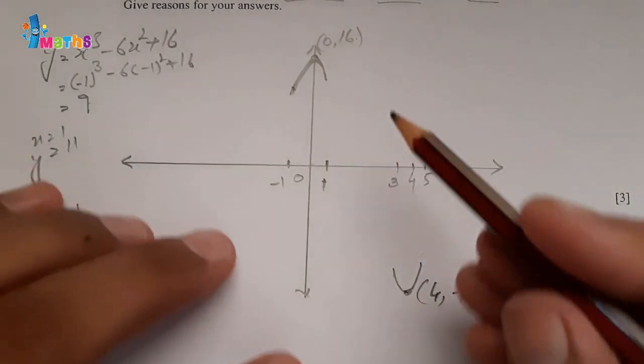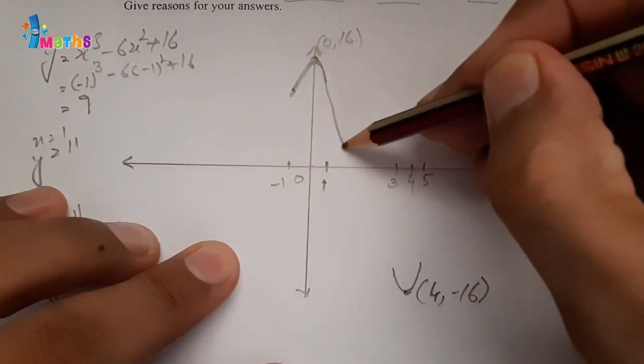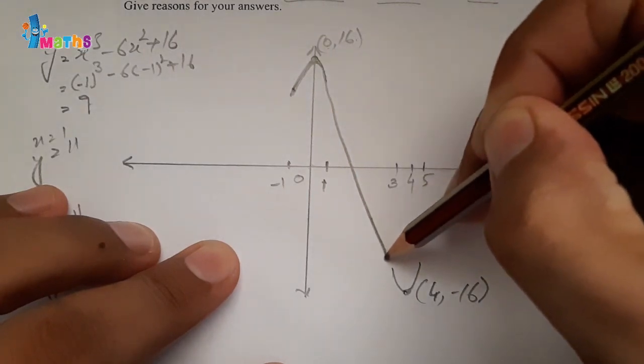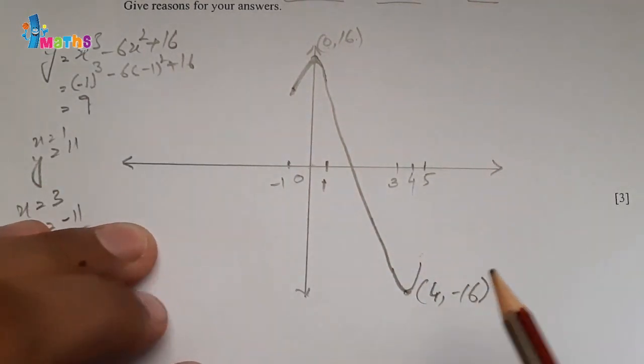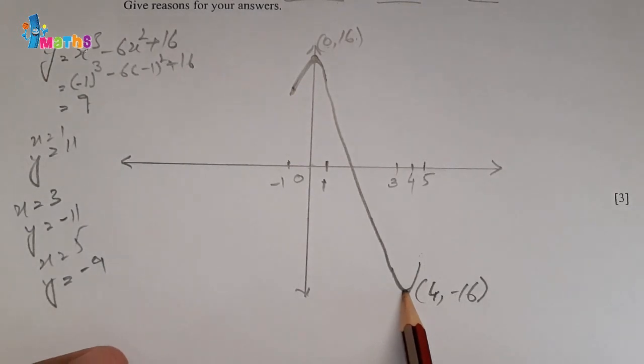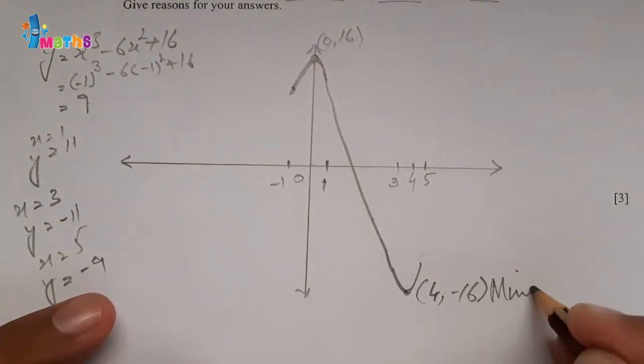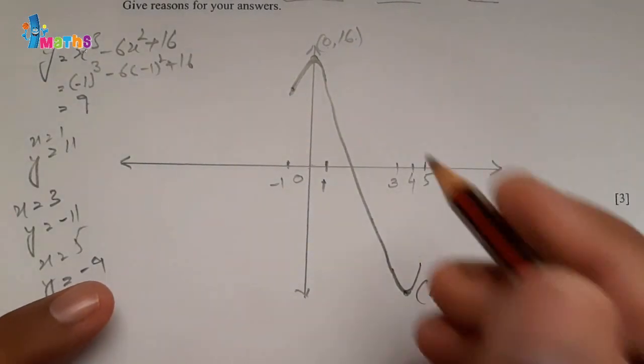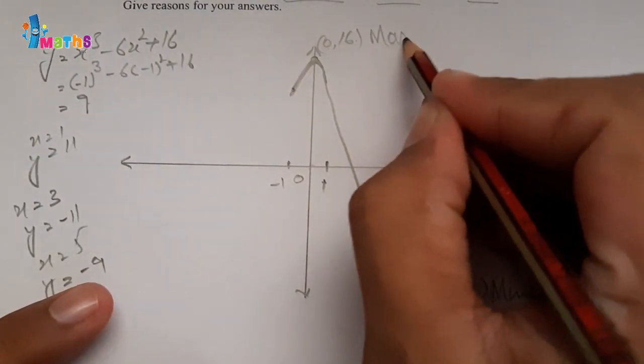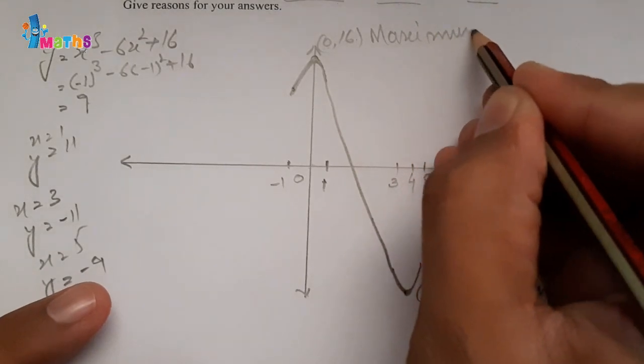So we can join these two lines and we can complete the curve. So this will be the minimum value. You can write here minimum and you can write here maximum.